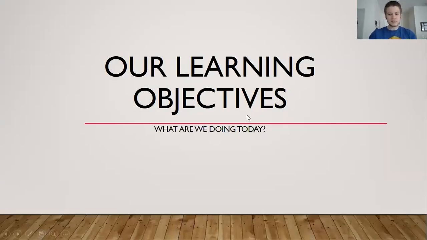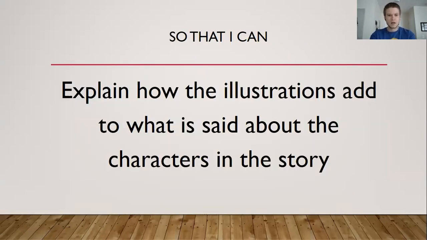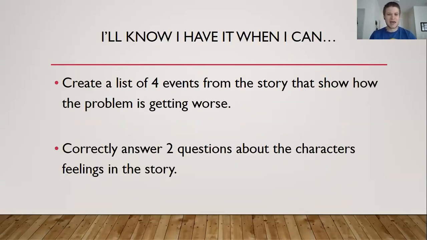All right, so what are we doing today? Well, just like yesterday, today we're going to be reading the text Hair-Pocalypse so that we can continue practicing how to explain how the illustrations add to what is said about the characters in the story. I will know you have it when you are able to create a list of 4 events from the story that show how the problem is getting worse. And I will know you have it when you are able to correctly answer 2 questions about the characters' feelings in the story. So like we always do, let's break down our objective just a little bit more.